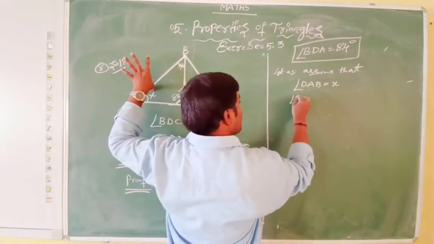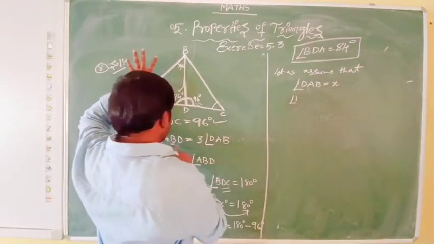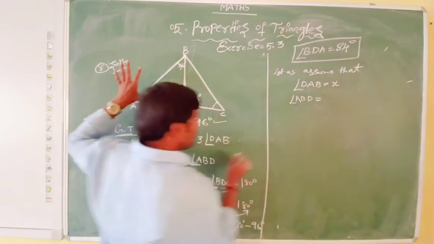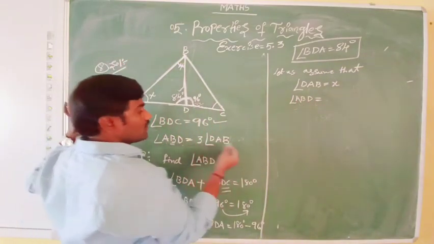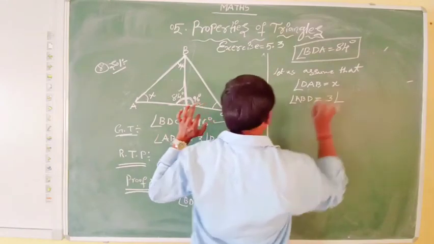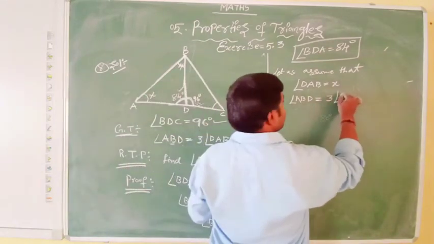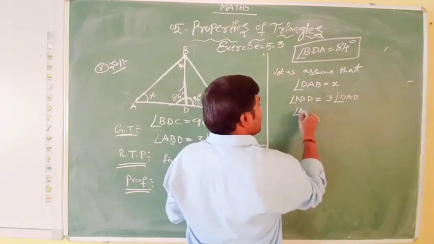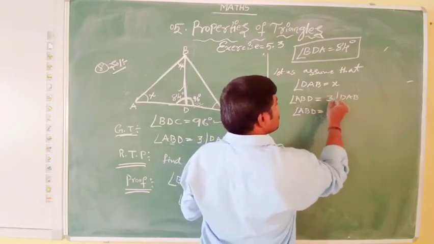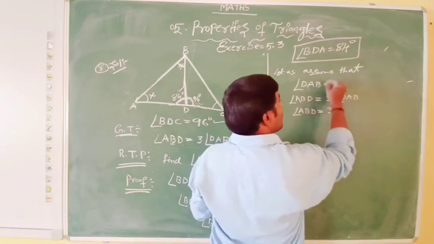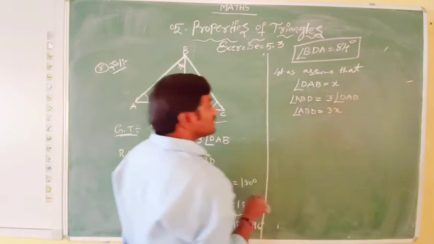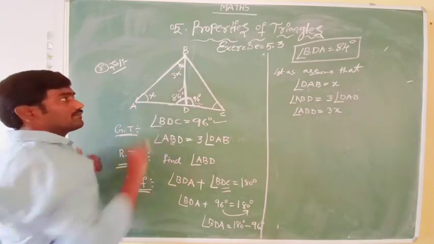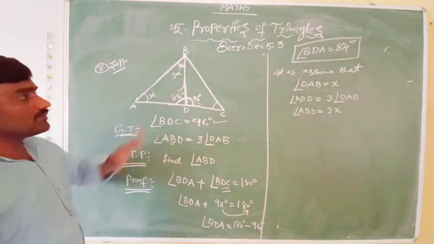This is angle ABD. Given that angle ABD equal to 3 times of DAB. Next you will get angle ABD equal to 3 into this value we have assumed as X, so 3x. Simple, that is what I told you. If it is X, this is 3 times more, 3x. Yes, we got this.